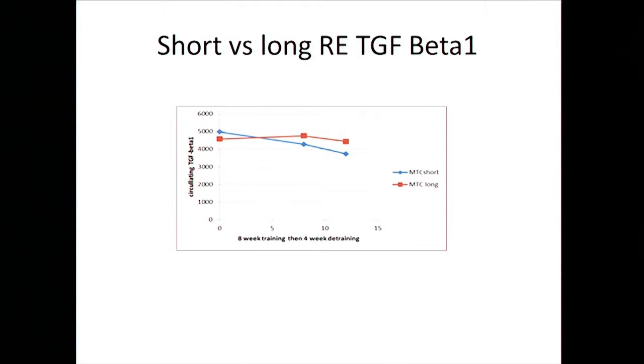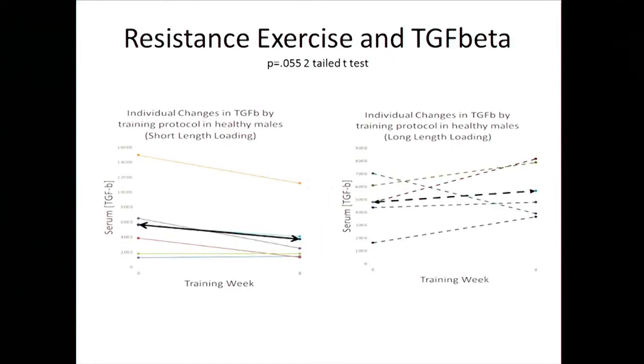But I can show you some individual data here. If you look at the individual males in the short length and the long length, you see in the short length the TGF-beta is going down, in the long length it tends to go up. And this is a p-value of 0.055. Doesn't quite reach the 0.05 significance, but it's only an N of 11. So it's a pretty substantial change in TGF-beta depending on how you're doing the exercise. You're doing it at the short length versus the long length.